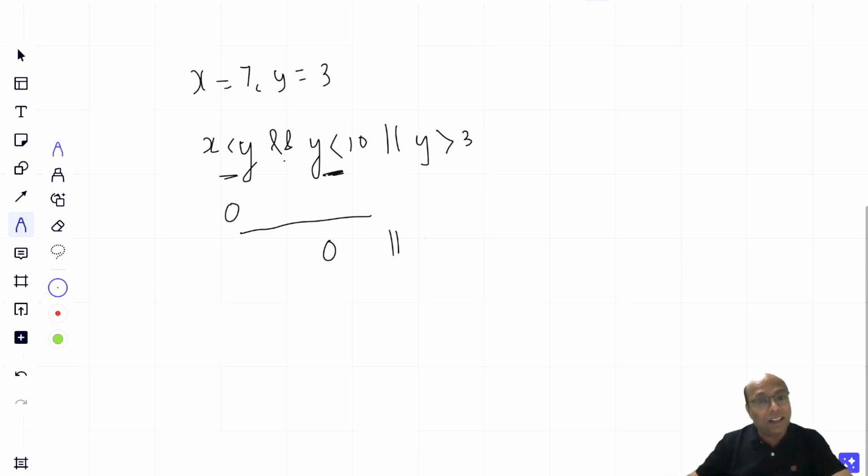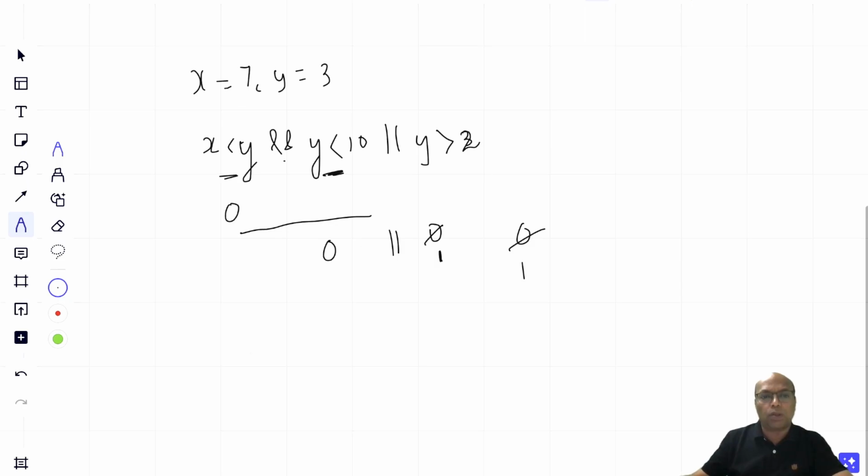Since the left hand side of the and is 0, it is going to solve the right hand side, y is greater than 3. What am I going to get? It's 0, and 0 or 0 is 0. Whereas if I had put y is greater than 2 in this place, 3 is greater than 2, so I would have got 1, and 0 or 1 gives 1. Okay? Remember that.